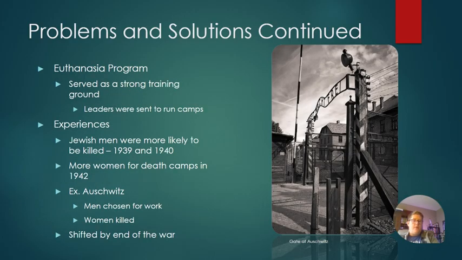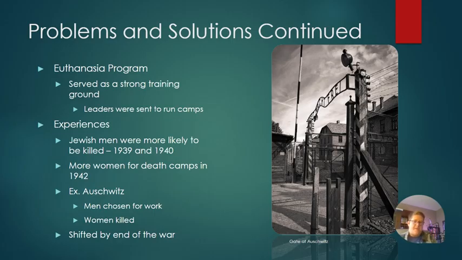Along with this, if you remember from a while ago, we talked about those euthanasia programs, T4. It served as a strong training ground, and leaders were sent from the euthanasia programs to run the camps, specifically at Belzec, Sobibor, and Treblinka, camps we'll talk about in the second part of this lecture.